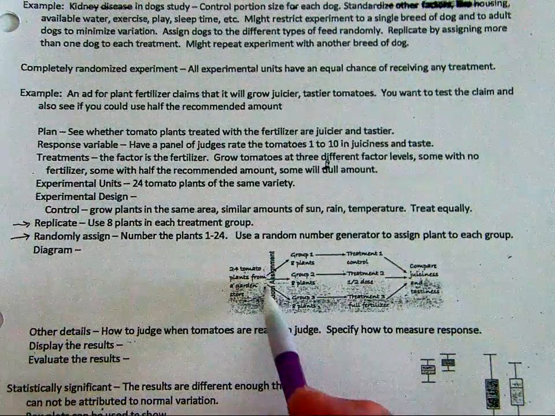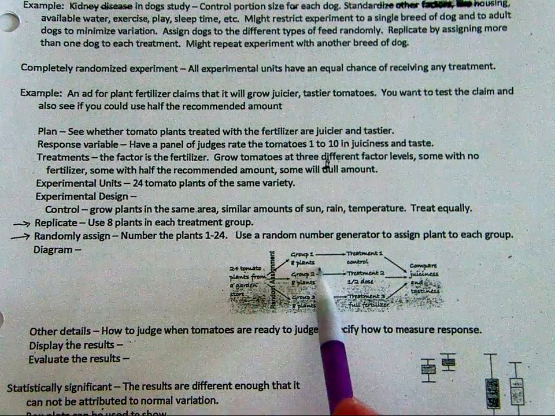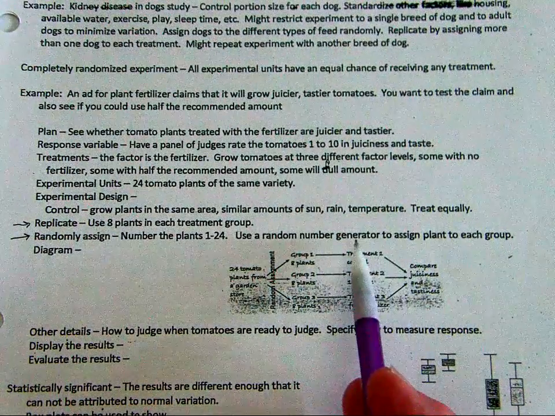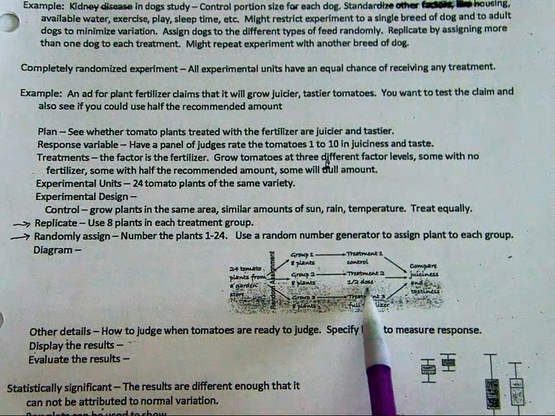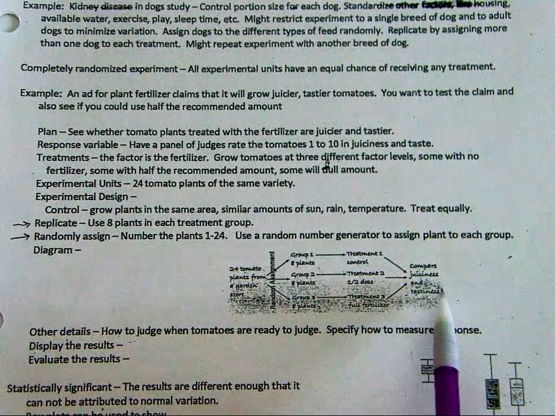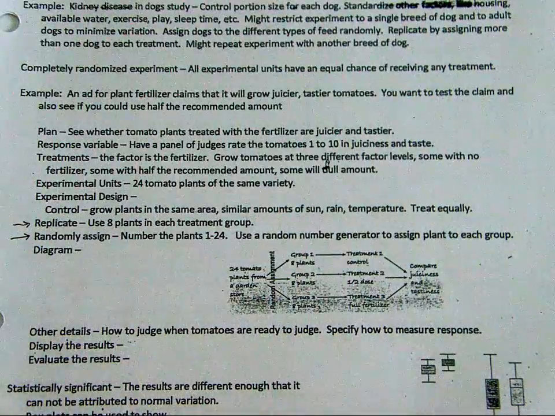You can't see this very well, but here's your 24 plants. Here you have 3 groups of 8. Some were treated as a control, so you didn't give them any fertilizer. Here you gave these 8 half the fertilizer. Here you gave these the full amount. And here at the end, for your response variable, you compare the juiciness and the tastiness.